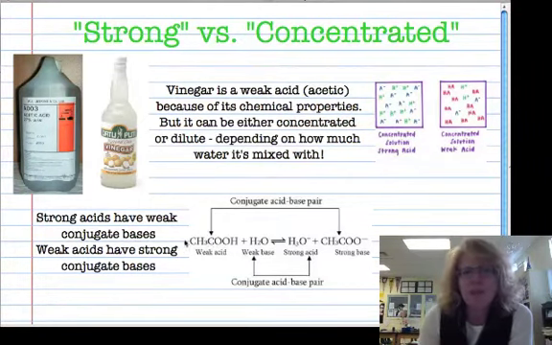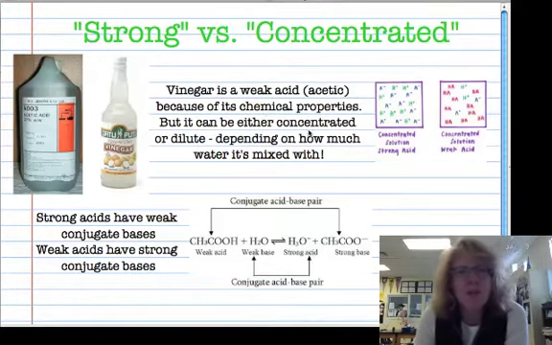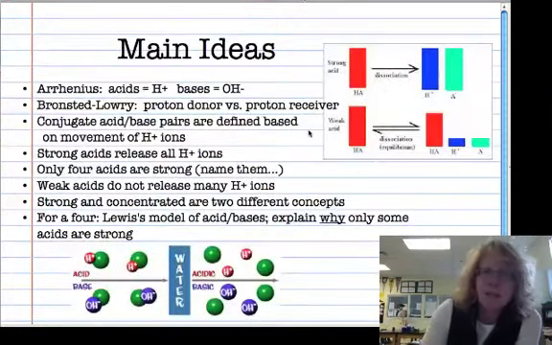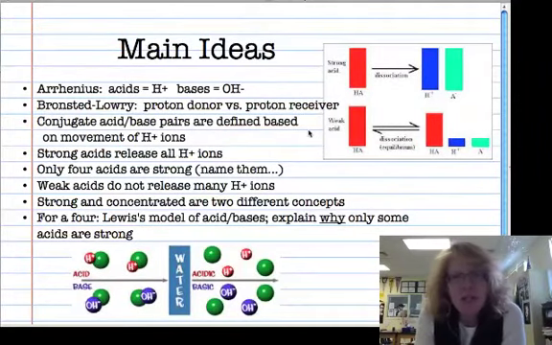I'm not going to really ask you in terms of the weak conjugates, strong conjugates, that kind of stuff, but you do need to know the difference between strong and concentrated or weak and dilute, and that's a pretty important topic there. So there you go. There's your main ideas for this particular session on acids and bases.